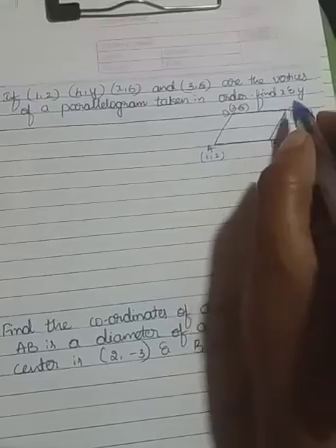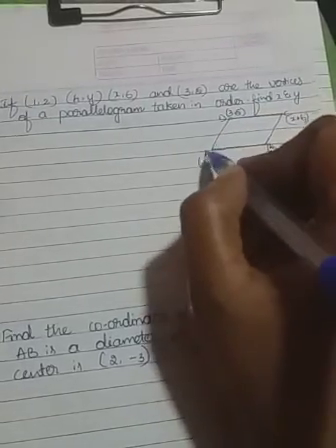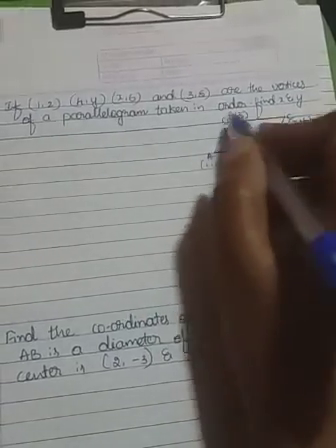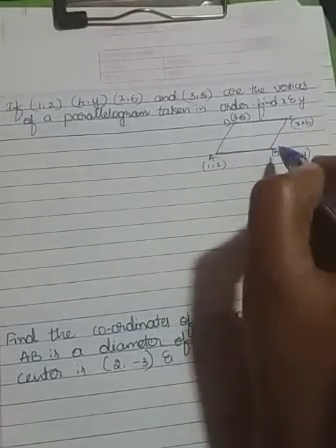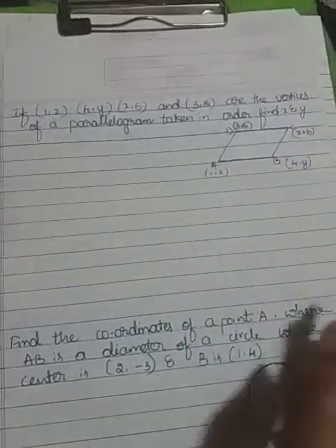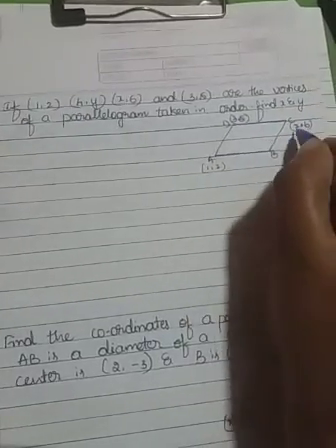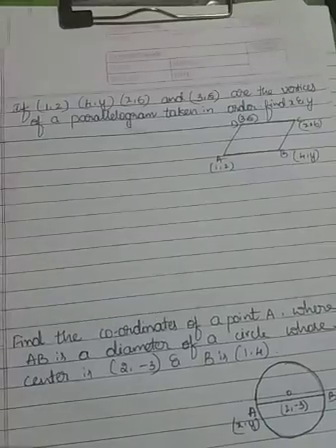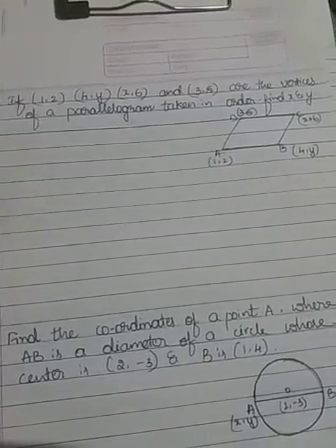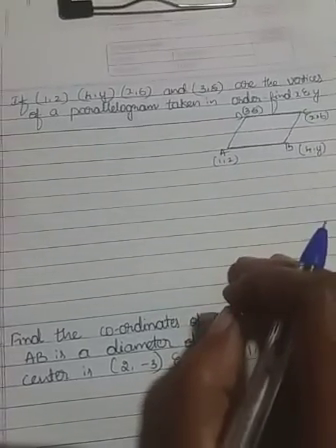Okay. Parallelogram, taken in order. I mean A, B, C, D in order only. So you want to take it like that only. Keep that in mind. Clear? Find x and y. We want to find out this value of x and this is y, because here the points are not given. So that's why we want to find that out.